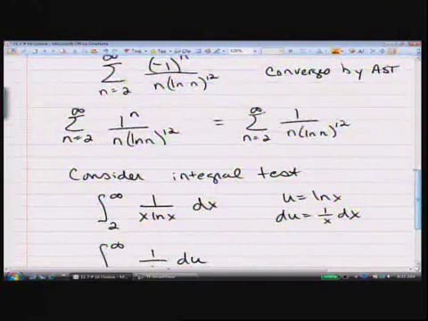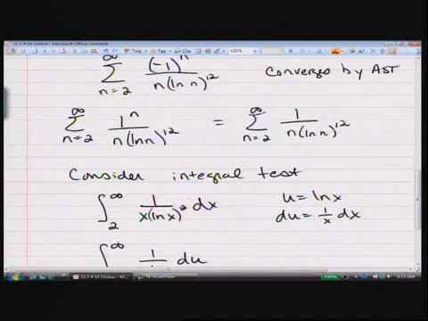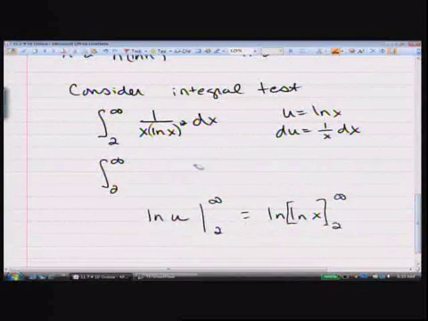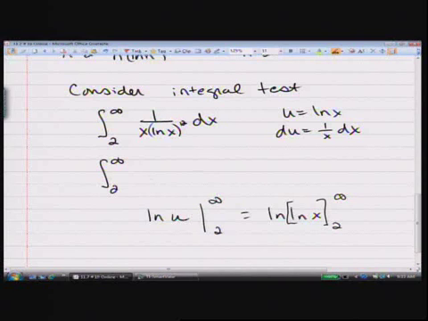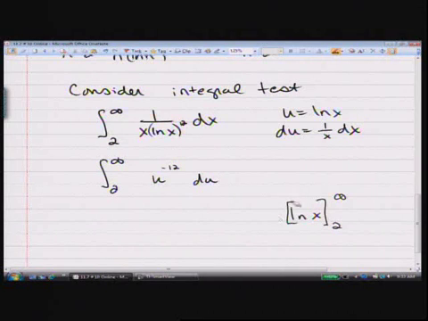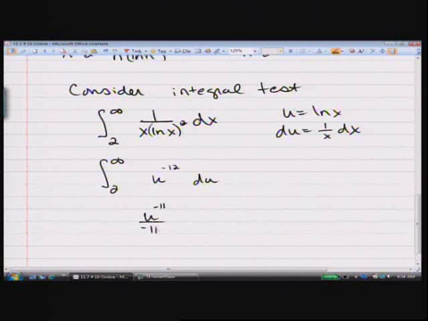This was to the 12th. Why did I lose mine to the 12th? I wonder if that helps. Yeah, that kind of helps. So this is u to the negative 12, du. You add 1 to the exponent, so this is going to be u to the negative 11 over negative 11, evaluated from 2 to infinity.